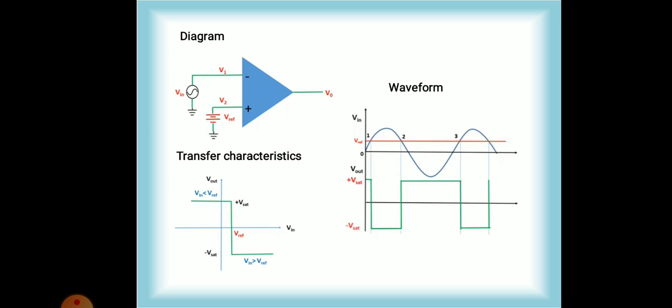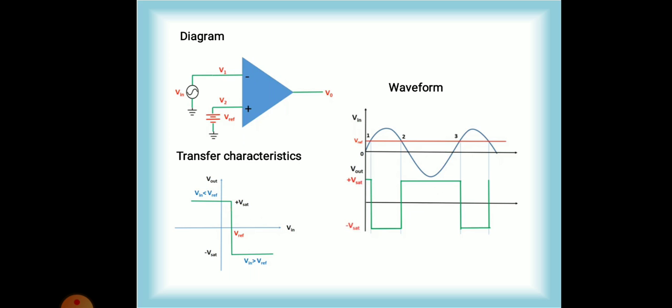The V reference is applied to the non-inverting terminal and the signal voltage Vin is applied to the inverting terminal. This is the waveform. V reference is positive. 0, 1, 2, 3 are the intersecting points and the sine wave is Vin.